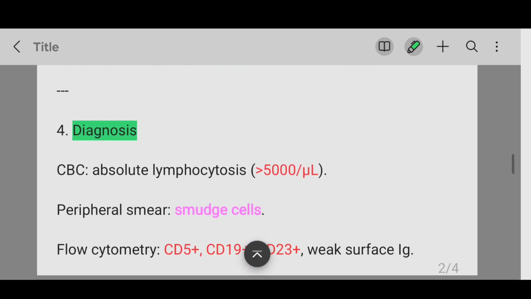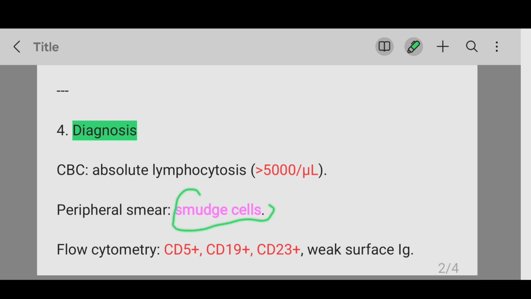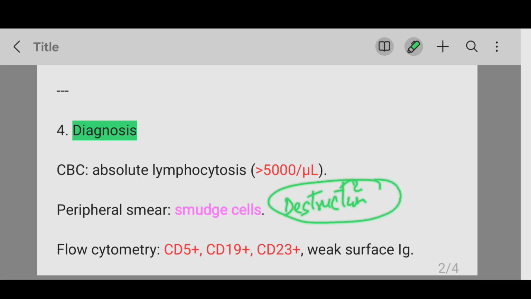How will you diagnose this condition? First, you will do CBC. In the absence of any viral infection, you will see absolute lymphocytosis more than 5000 per mcl. On peripheral smear, you will see smudge cells. Smudge cells are actually formed due to destruction of the lymphocytes when the slide is prepared.